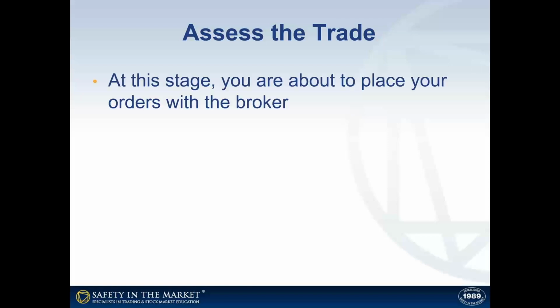Now, if the reward to risk ratio checks out, we can move to the next stage, which is to assess the trade. At this stage, you are just about ready to place your orders with the broker. You're almost good to go. And it's very easy to race into trades. I've done it myself, where you think, oh, it's going up, click, jump in. And I haven't checked. In those cases, you're bound to miss something.